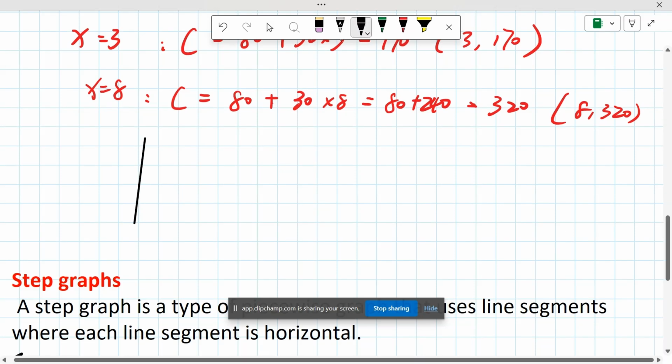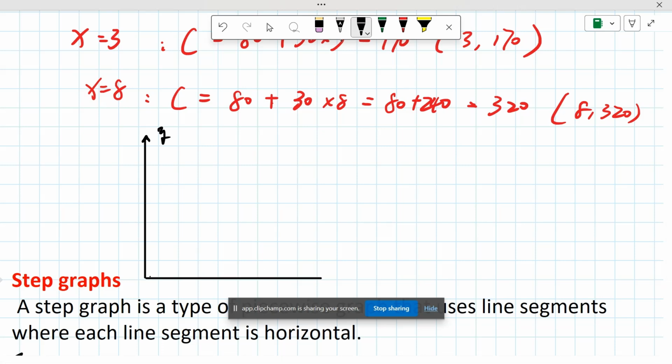So the graph will look like this, with y and x. Start from 0, so the first point is (0, 50). And then you go to (3, 170), which is your second point. We connect them. So this is the first graph, which is C equal to 50 plus 40x.